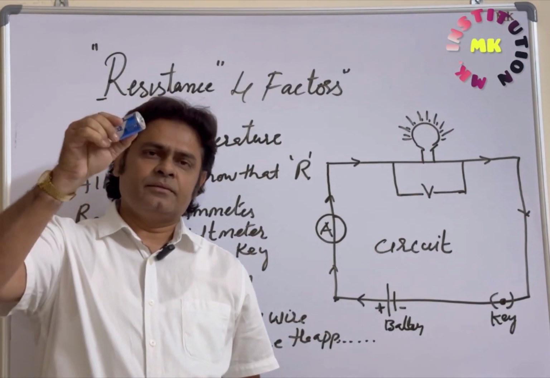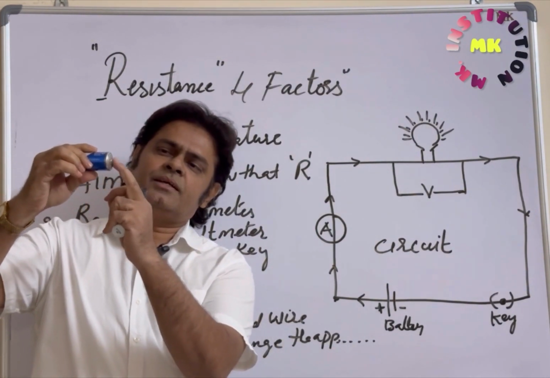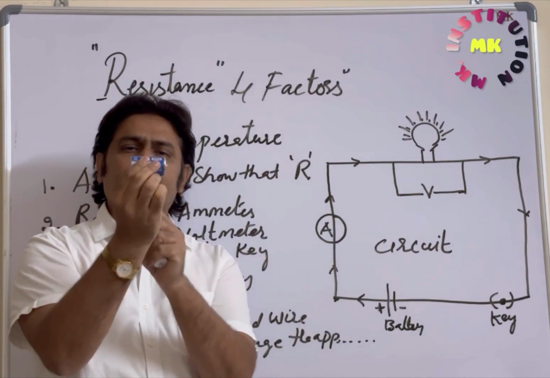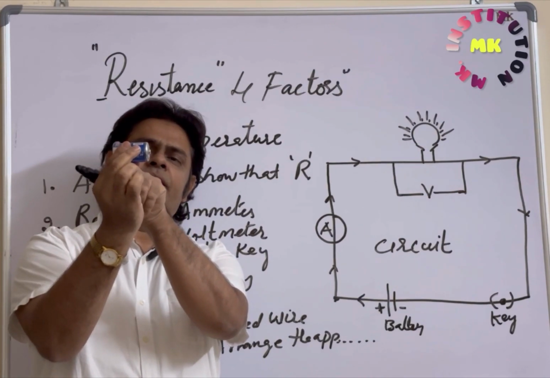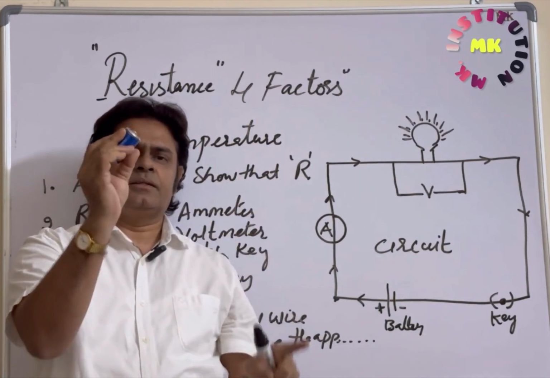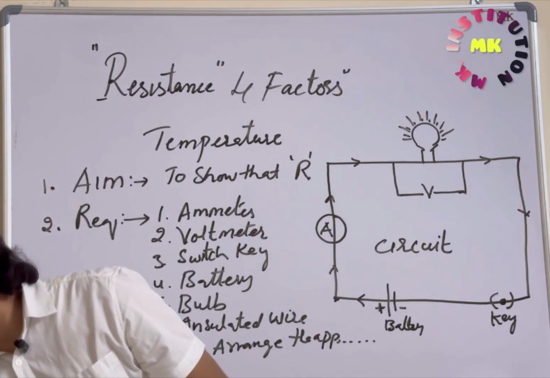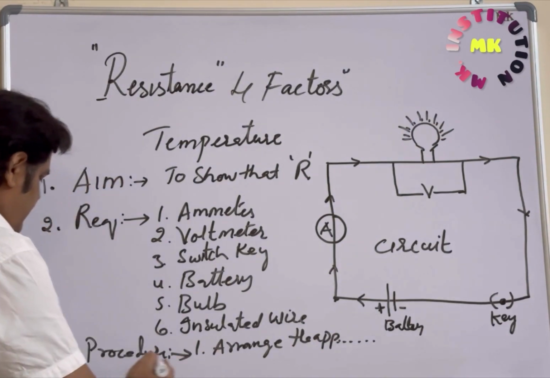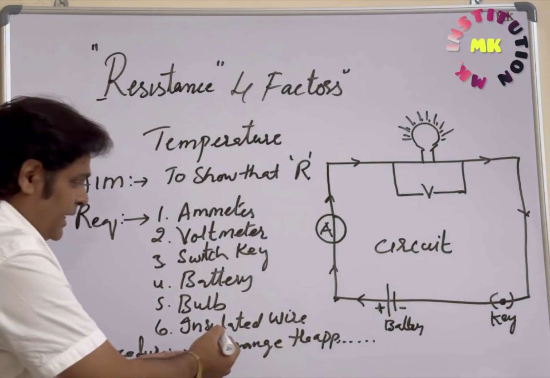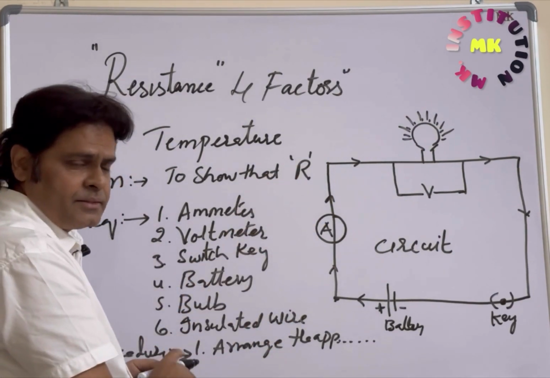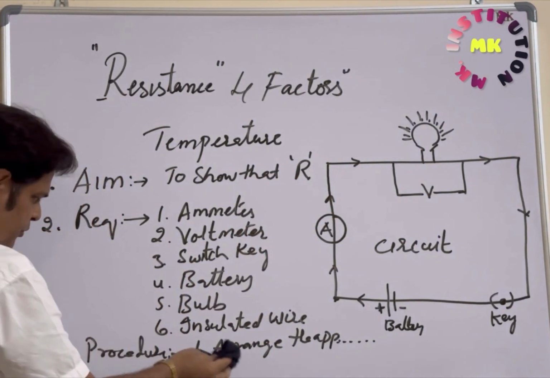This is the battery. Can you see clearly? This is positive and this one is negative. Current moves from negative to positive and it makes one circle, a circuit. Here we kept the bulb also. In the procedure, what is the first point? Arrange the apparatus as shown in the figure. Now we have arranged the apparatus. Now the next point in the procedure.